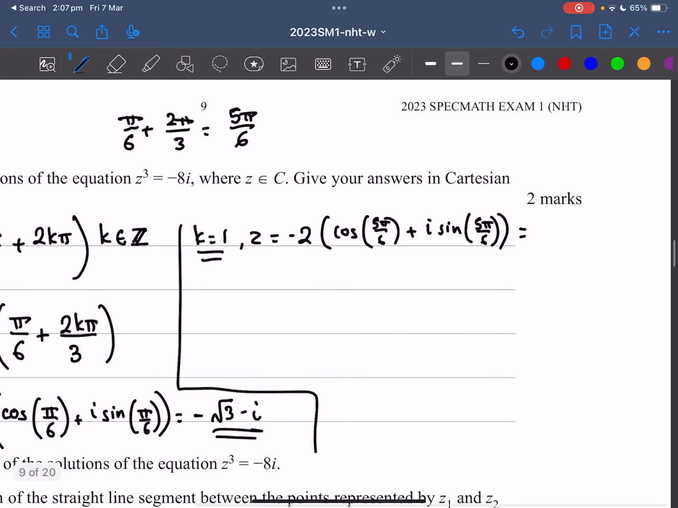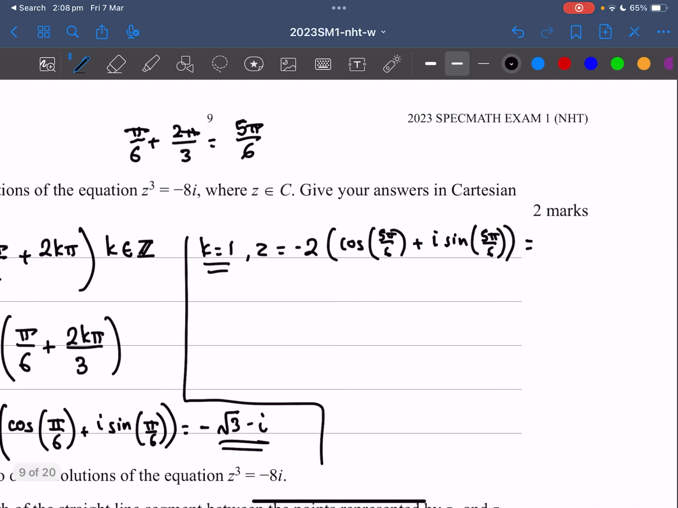Okay, now that would be equal to, so cosine is going to be negative, so we'll have minus 2 times negative root 3 on 2 plus i of 1 on 2 again, because the sine is going to be positive. So simplifying that, we'll get root 3 minus i. Okay?